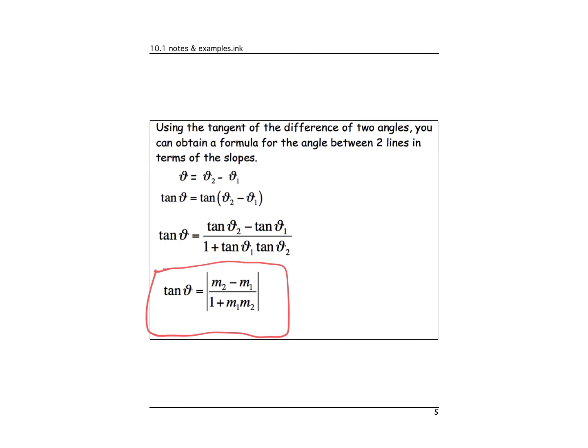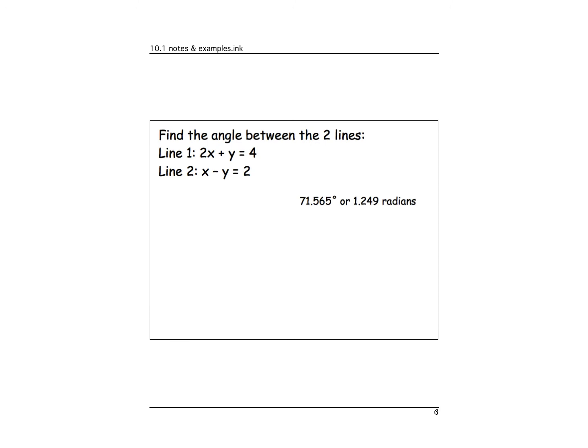So let's apply it. Find the angle between the two lines. Line 1, 2x plus y is equal to 4. Line 2, x minus y is equal to 2. They're already labeled as line 1 and line 2, so when we extract what our m's are, let's make sure that we're consistent with the same thing. So put them into y equals mx plus b form.